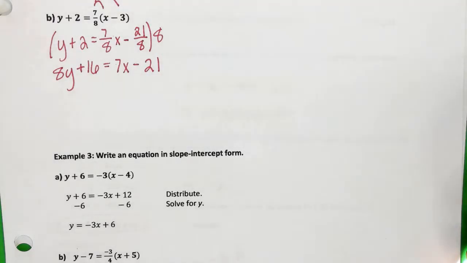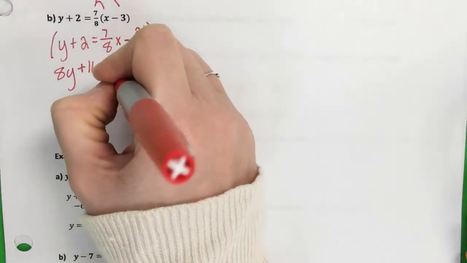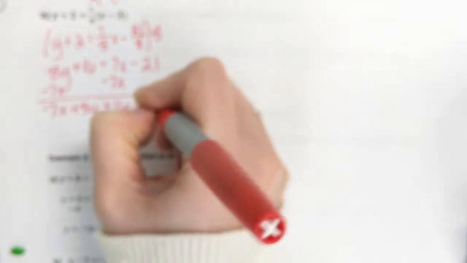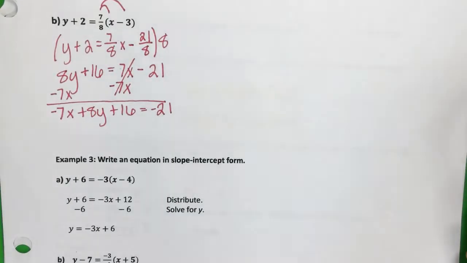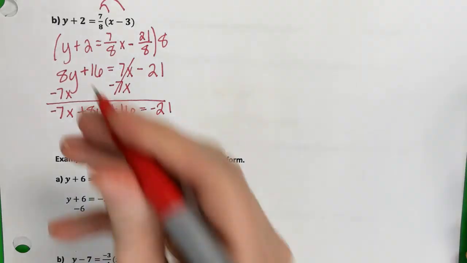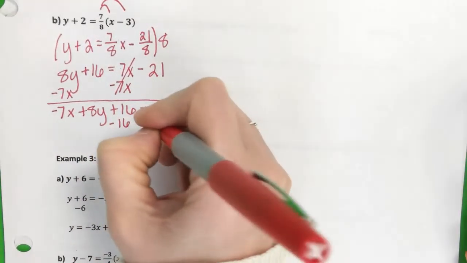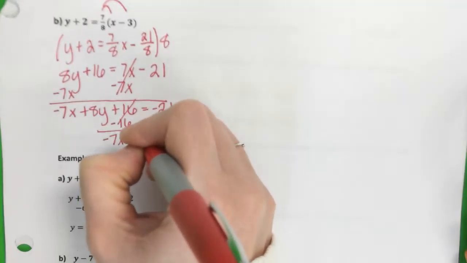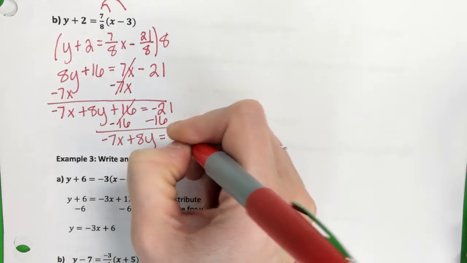Okay, what could you do next? Several different options. Minus 7x, okay. Some people are forgetting x comes first. Okay, so negative 7x plus 8y plus 16 equals negative 21. Okay, what else needs to be done? Okay, so negative 7x plus 8y equals negative 37.